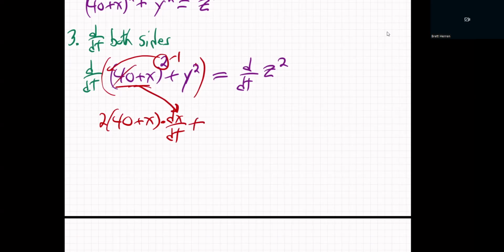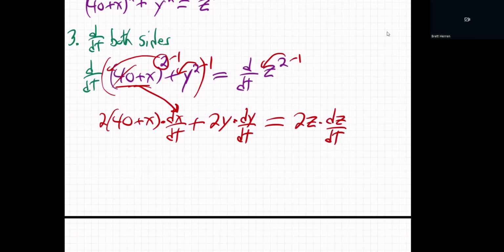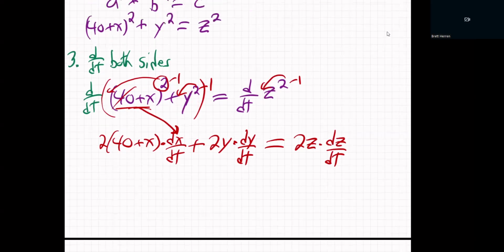Plus, do the same thing here: bring down the 2, y, lower the power by 1, times dy/dt, the derivative of the inside function, which is just y. And then this side, bring down the 2, lower the power by 1 times the inside function, dz/dt. Chain rule keeps making us go times the derivative of the inside, even if the inside's 40 plus x, or just y, or just z. All right, so there we go.